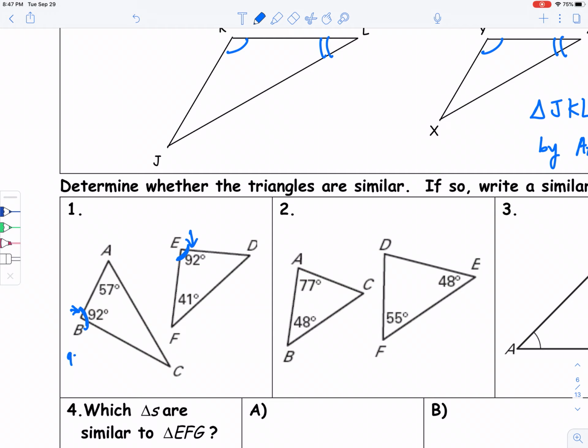Okay, so I'll have 92 plus 57 gives us 149 degrees. And I'll go ahead and subtract 180 minus 149. That should get us 31 degrees. So angle C here is 31 degrees. Checking my other triangle, we have 92 plus 41 degrees gives us a total of 133 degrees. 180 minus 133 gives us 47 degrees. So angle D will be 47 degrees. Looking at all of my corresponding angles, I only have one pair of corresponding angles that are congruent. So this is not similar. Not similar.